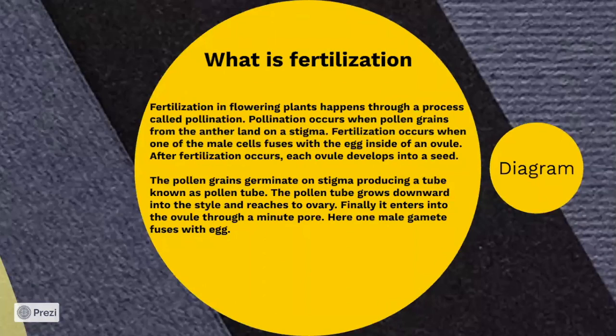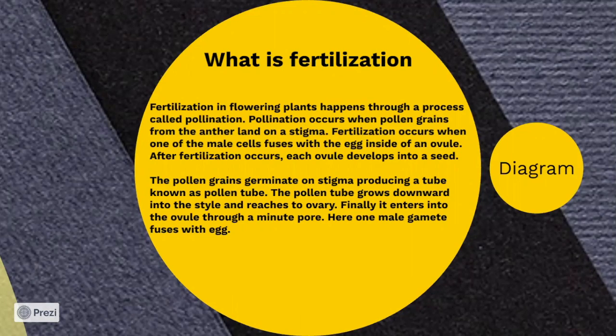Definitions, check. So, what is fertilization? What exactly is this? To fertilize. Well, fertilization in flowering plants, because fertilization also happens with humans. Humans and plants are very similar. They both have to be fertilized in order to reproduce. So, fertilization in flowering plants happens through a process called pollination.